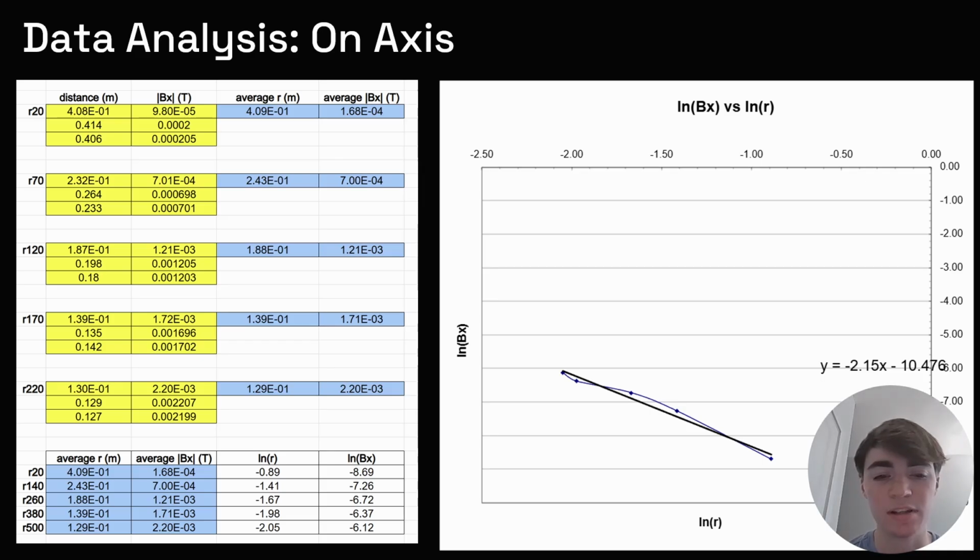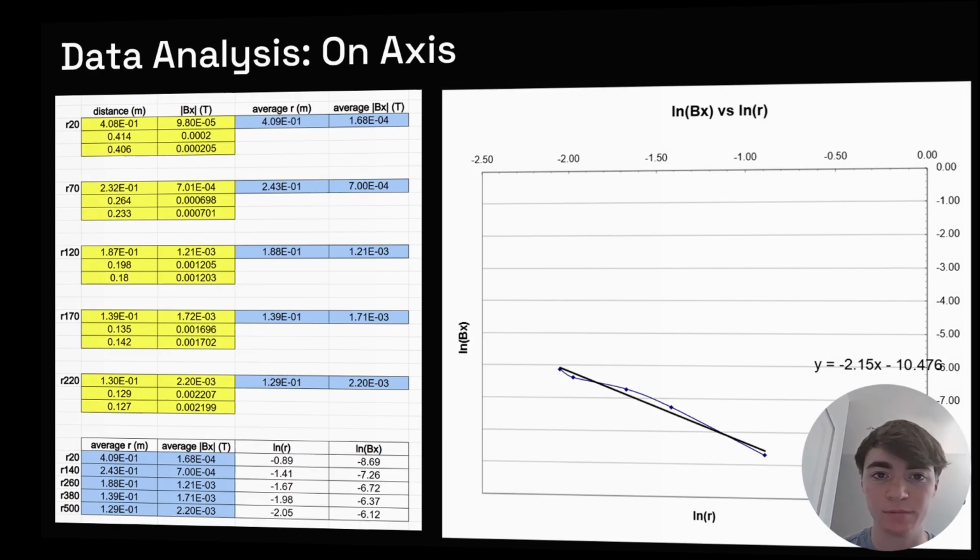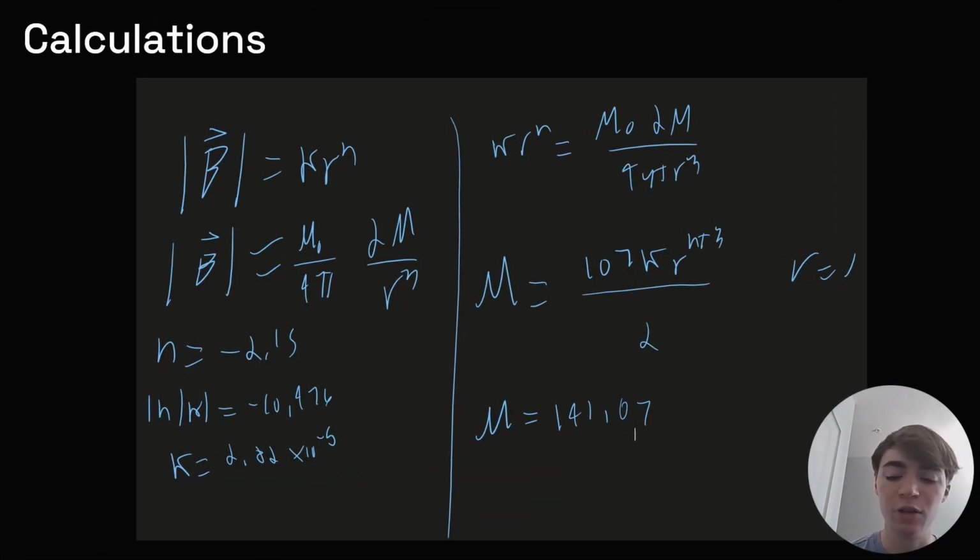Now, here is the data for the on-axis part of the experiment with the actual distances and fields on the left, and then the linearized plot of that to the right. With this data, we were able to determine a value for n and k through the linearized equation, which is shown above my head. Now, using those equations, we can use the relation between those two relations we found earlier in the lab to discover the magnetic dipole moment for this experiment. And through plugging in the values that we got in the linearized plot, we were able to find the magnetic dipole moment to be 141.07 amps meters squared.